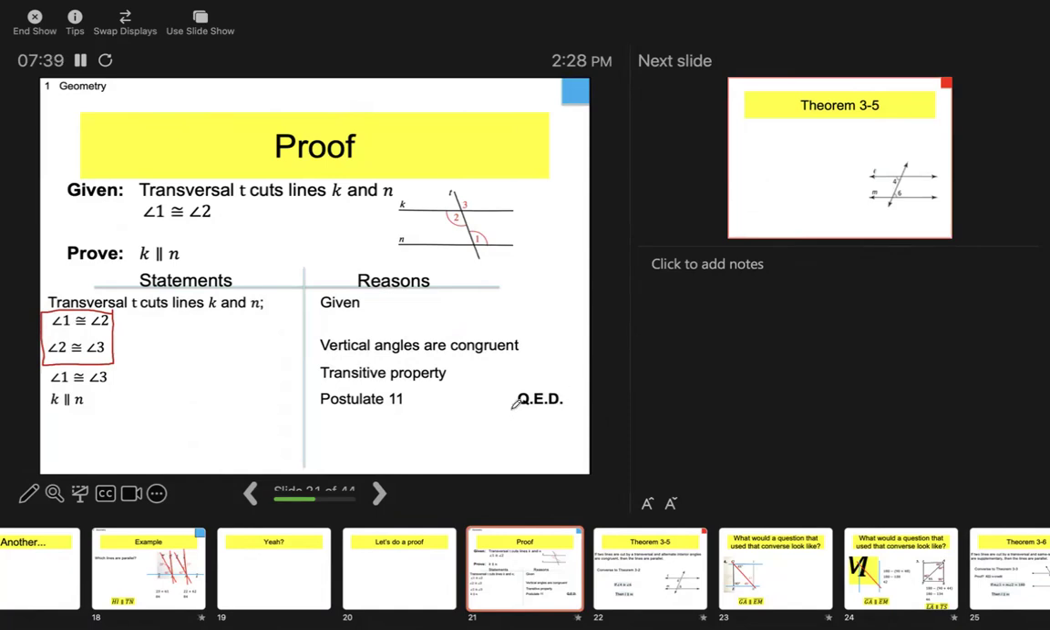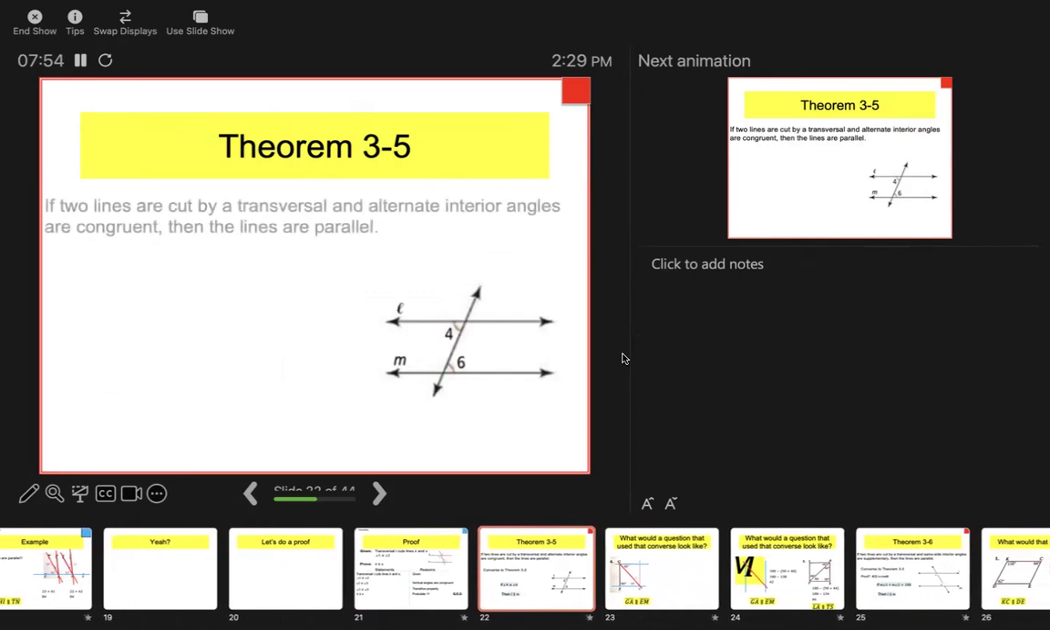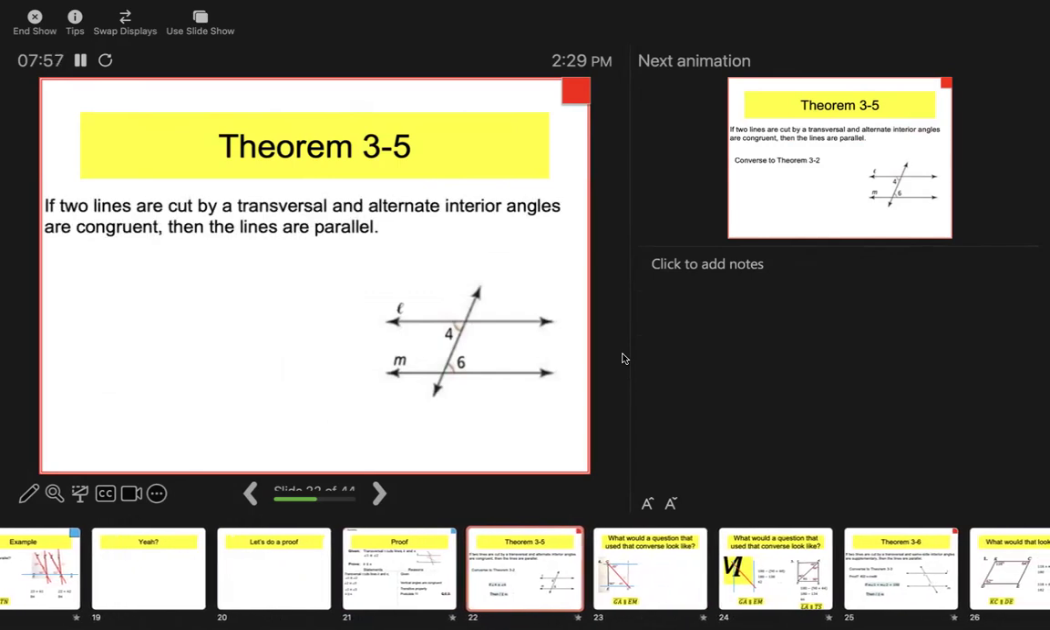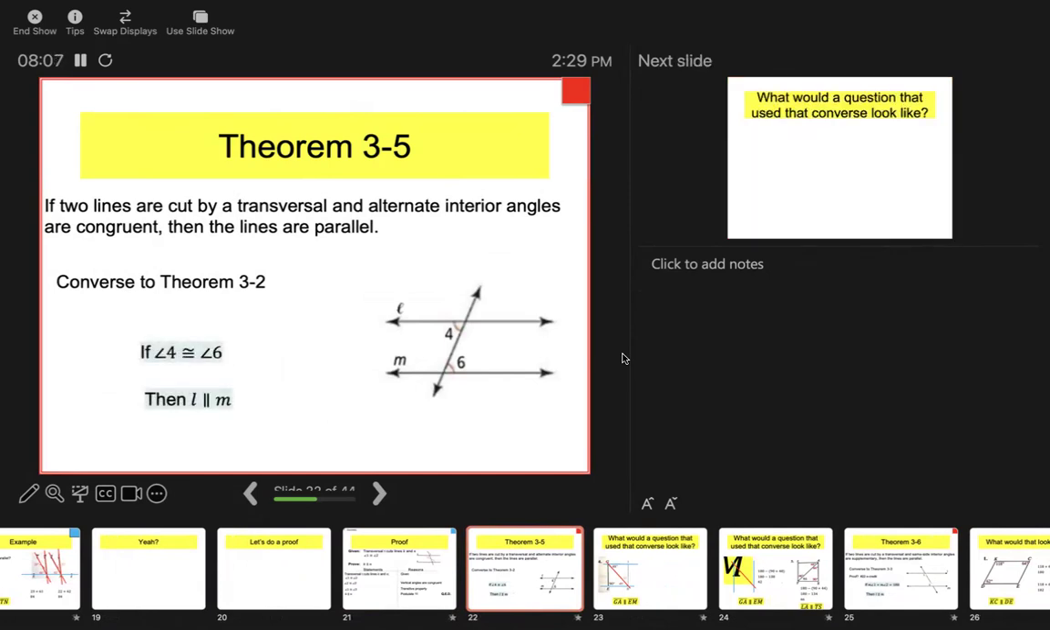All right, so the proof is done, and now we got to think about, well, what did I just prove? I proved that if you are told that 1 is congruent to 2, those are alternate interior angles, that the two lines are parallel, and we proved it. So that's theorem 3.5, which states if two lines are cut by a transversal and alternate interior angles are congruent, then the lines are in fact parallel. So this is the converse to 3.2. If 4 is congruent to 6, then line L is parallel to line M.